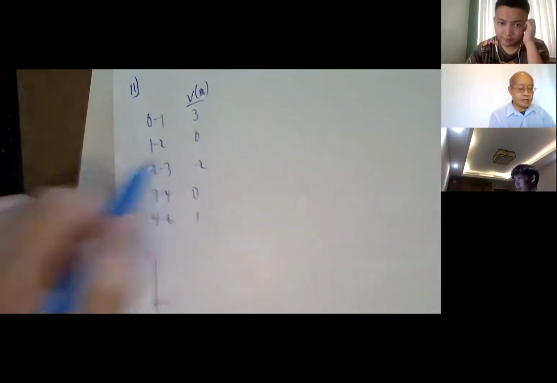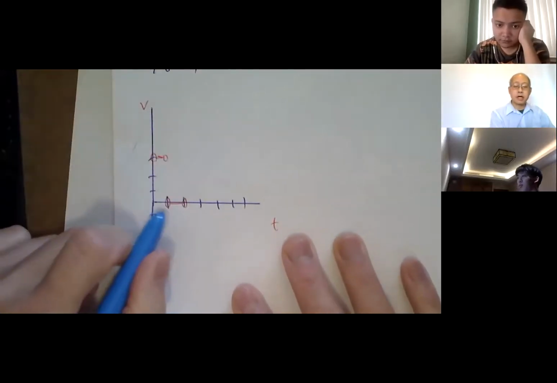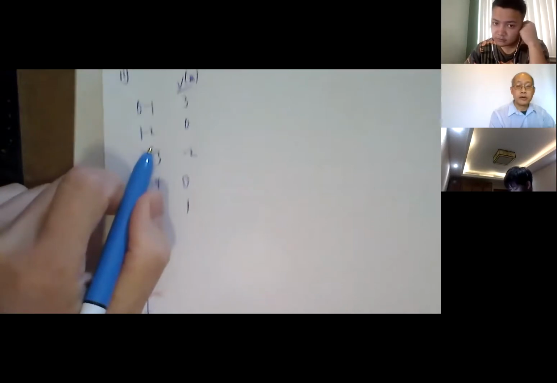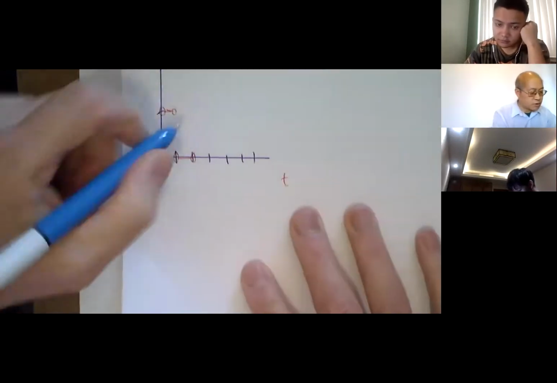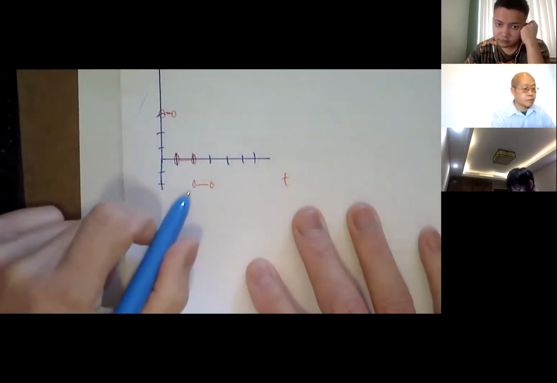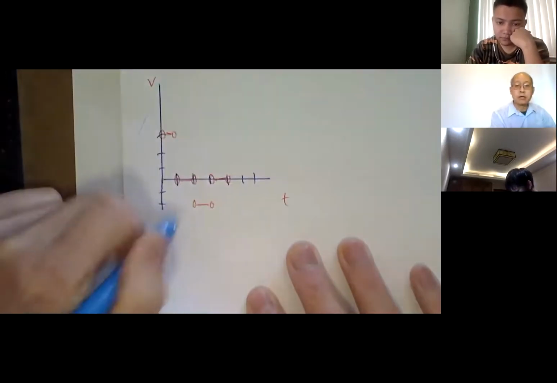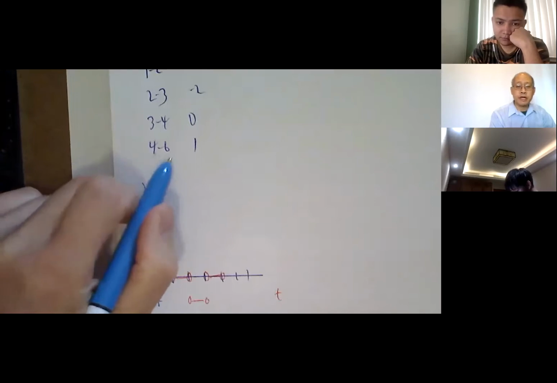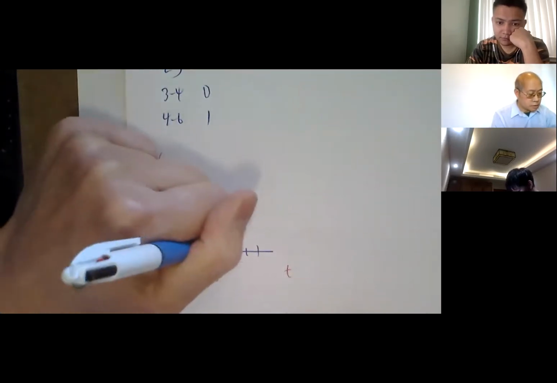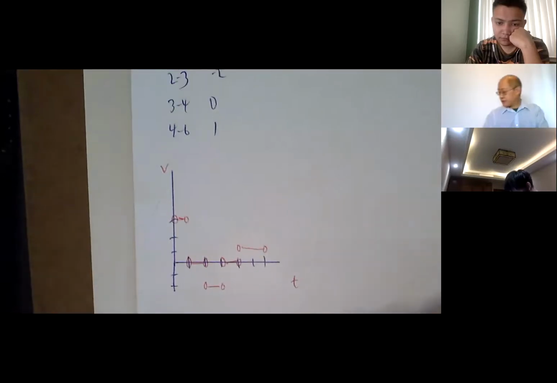Between 1 and 2, it's down at 0. Okay, there it is, constantly 0. Between 2 and 3, it's down at -2. So -2 is down here. Between 3 and 4, it's back to 0. And then between 4 and 6, it's 1. So that's the graph of this funny thing, like that.